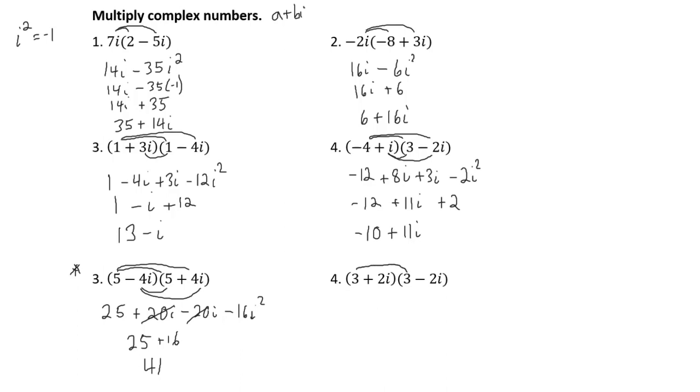Okay. Multiply this one. We get 9 minus 6i plus 6i minus 4i squared. So middles cancel, and you get 9 plus 4, which is 13. And again, this is an important one that we will see as we need them in the future.